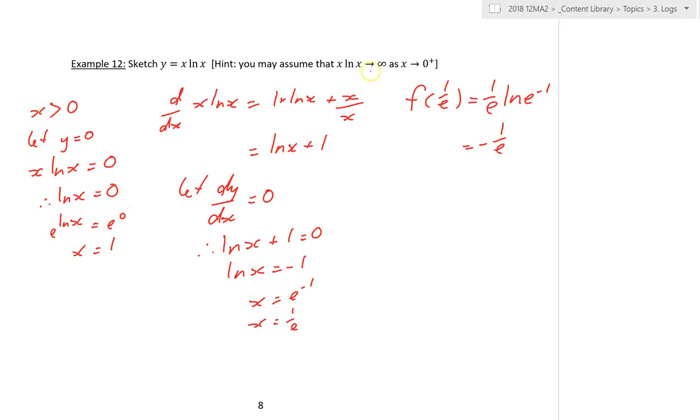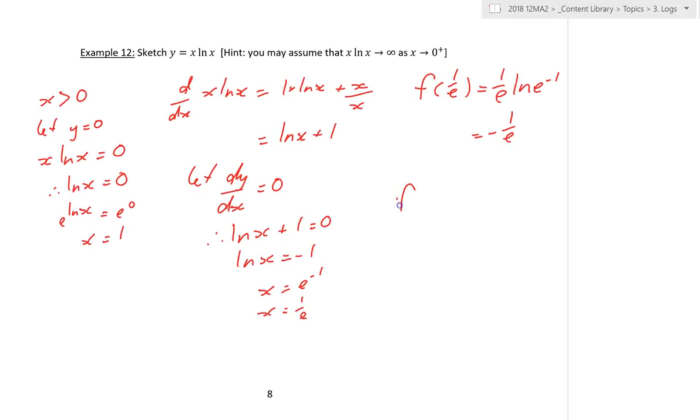There is a hint here that this thing approaches infinity as x gets really close to 0. So x can't be 0, but as it gets close to 0, my function here approaches infinity, does it? Anyhow, so we've got this thing here. What else do I need to know?